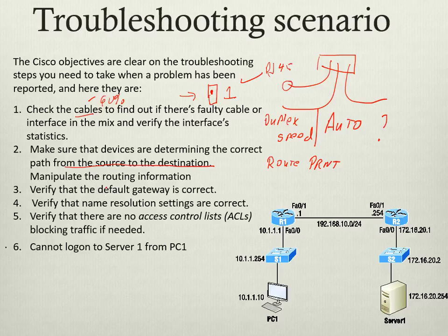Manipulate the routing information. Verify that the default gateway is correct. That can be a big problem. The default gateway, where is it sending it to? Is it sending the information to the right place?